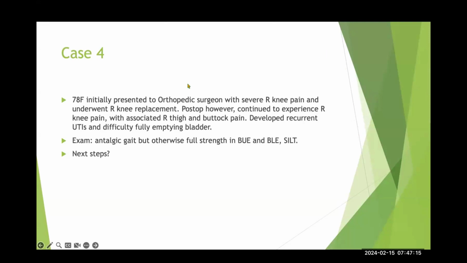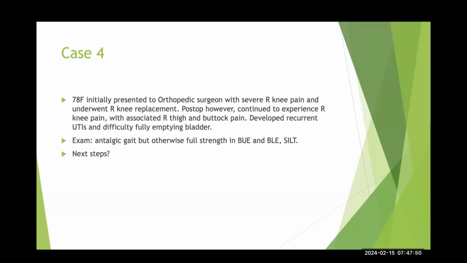So, a 78-year-old female interestingly initially presented to an orthopedic surgeon with severe right knee pain and underwent a right knee replacement, uncomplicated. But postoperatively she continued to experience right knee pain, which then became associated with right thigh and back pain, and ultimately she developed recurrent UTIs and felt like she was having difficulty fully emptying her bladder. She's full strength, normal sensation, but has an antalgic gait, walks with a limp, more likely due to her knee pain. So this patient presents to your clinic with nothing other than this story. What do you want to do?